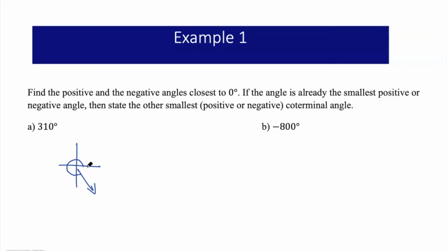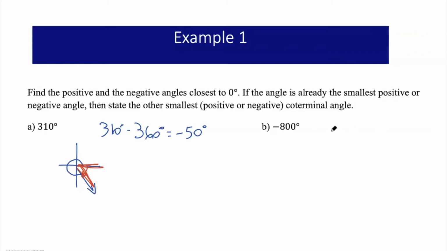But if I want to find the smallest negative, let me change color, let's say in red, I'm looking at this angle here, which starts and ends at the same point. So to find the other angle, I will need to do 310 degrees minus 360 degrees, and that will give me an angle of negative 50 degrees. That is the smallest negative coterminal angle to 310.